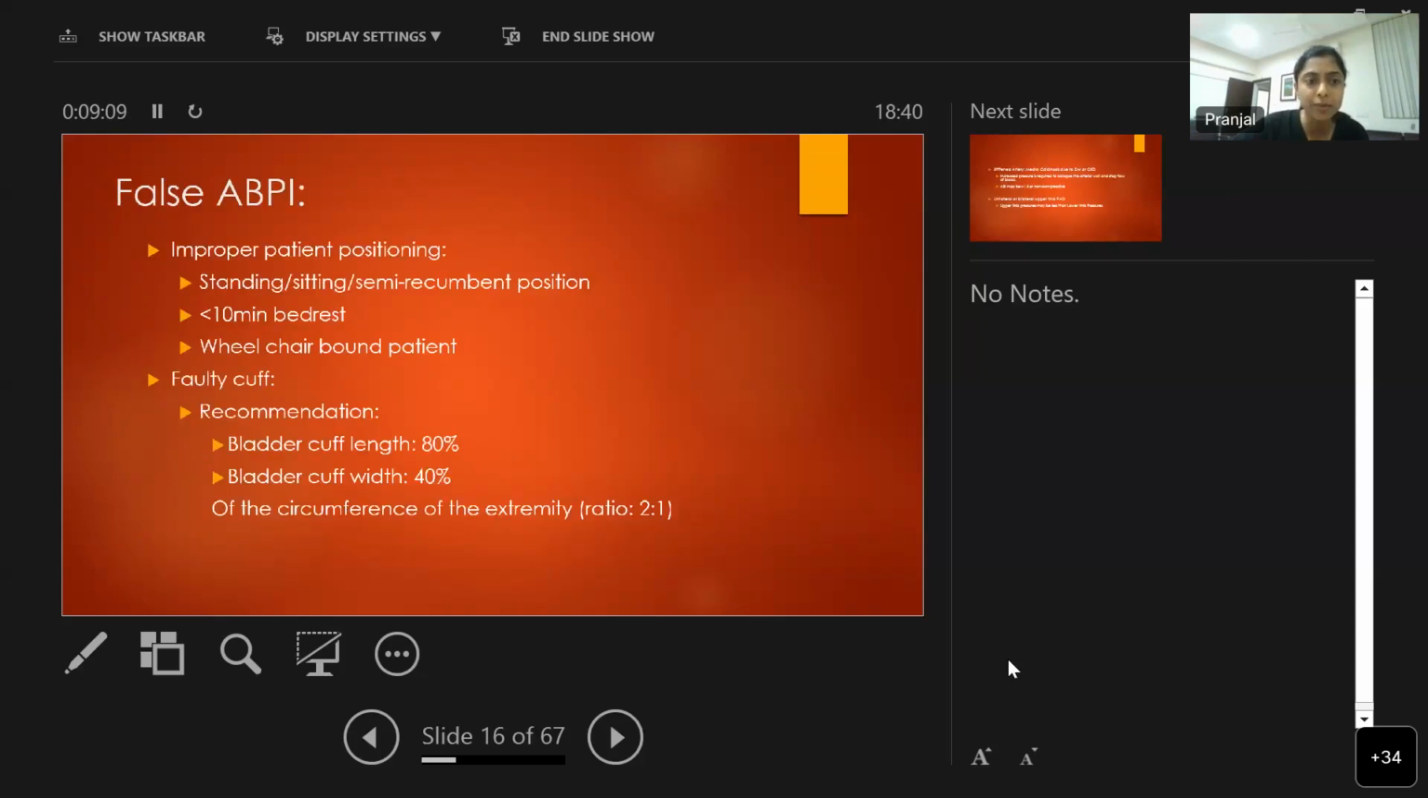A false ABPI can be recorded due to improper patient positioning. That is, if the patient is in standing or sitting or a semi-recumbent position, or if the patient has got less than 10 minutes of bed rest, or in a wheelchair-bound patient. A faulty cuff can also give a faulty ABPI. Therefore, the recommendation is to keep the bladder cuff of 80% length and 40% width of the circumference of the extremity, a ratio of 2:1.